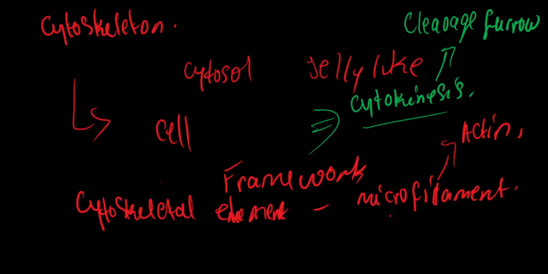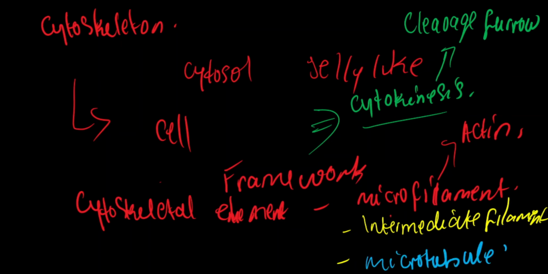The next cytoskeletal element we'll be considering would be the intermediate filament. Now the intermediate filament, as the name implies, they are midway between microfilament and microtubules. They also have their very important roles, and in terms of structure they are mostly made of protein fibers. That's for the intermediate filament. And lastly, we have the microtubules. The microtubules are made of the protein tubulin, and they are the thickest of all the three cytoskeletal elements.